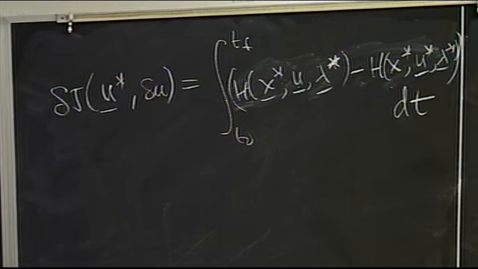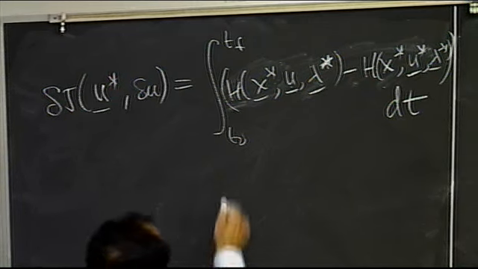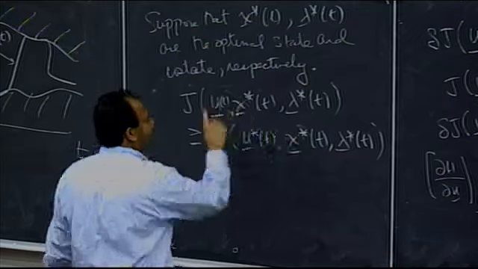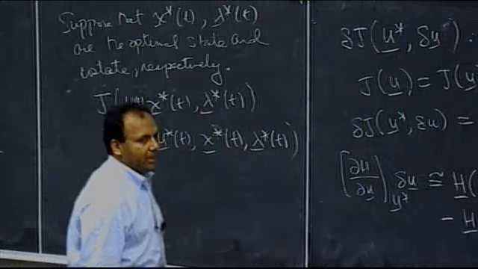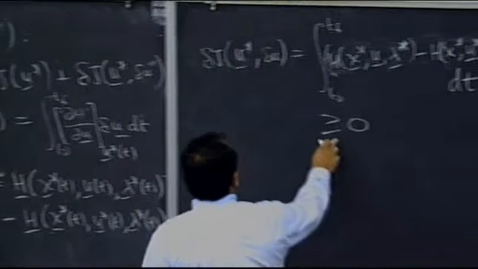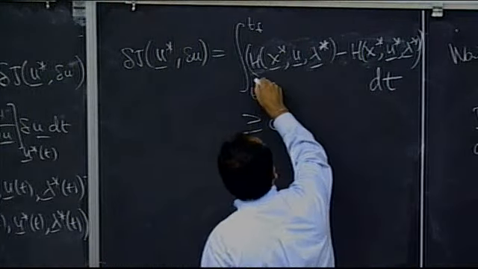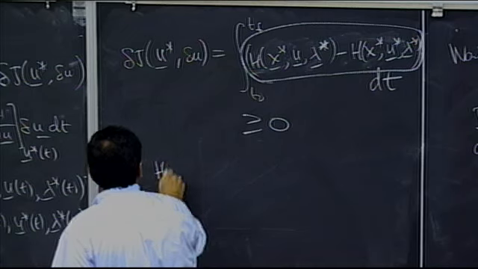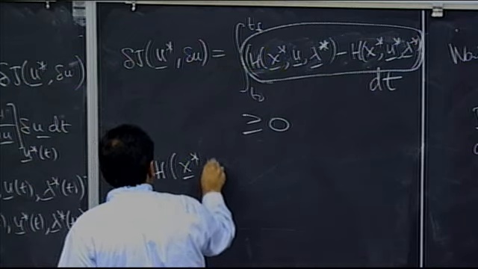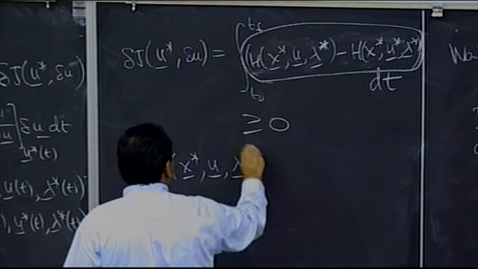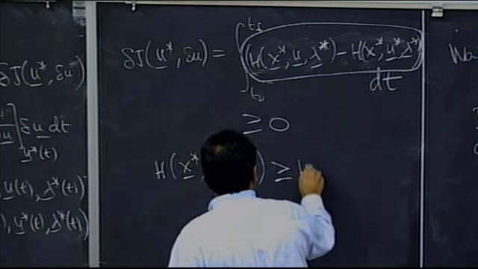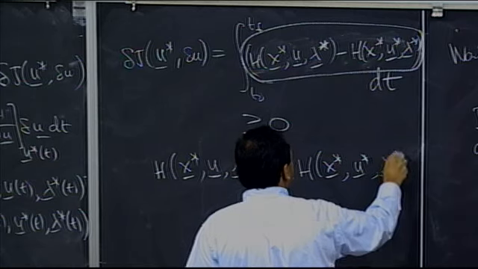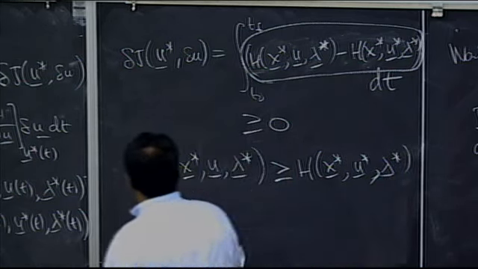So in order for this variation to be positive, we need this thing to be positive, because I just said that the cost function evaluated at any control other than the optimal control has to be bigger than its value at the optimal control. So this has to be bigger than or equal to 0. The only way you can guarantee that is if H evaluated at x star, u, and lambda star has to be bigger than or equal to H evaluated at x star, u star, and lambda star. This condition right here has to be met.